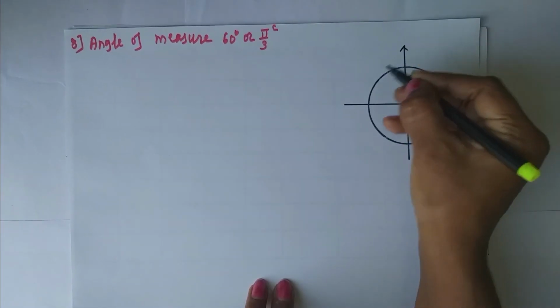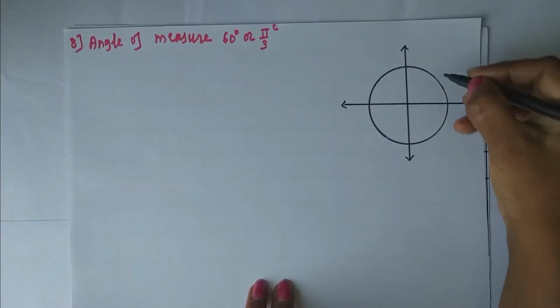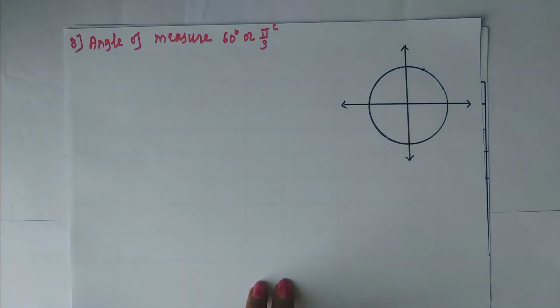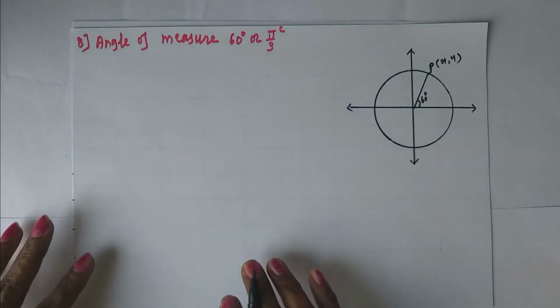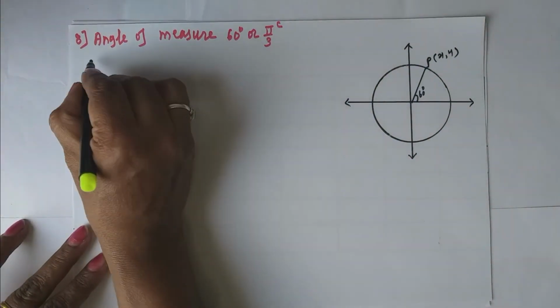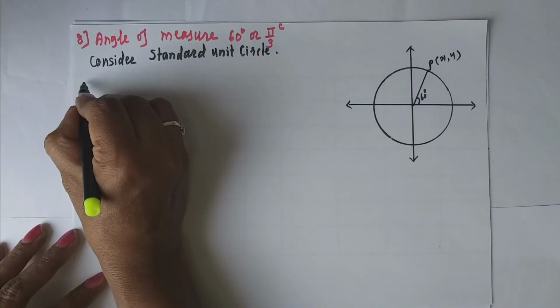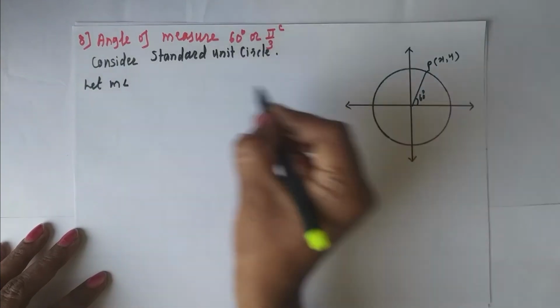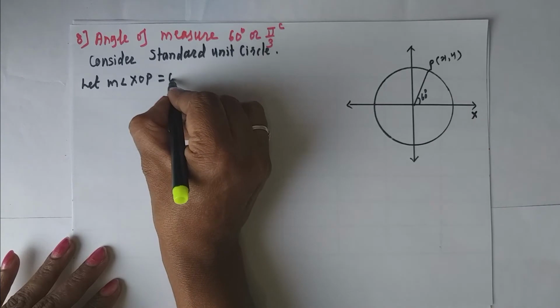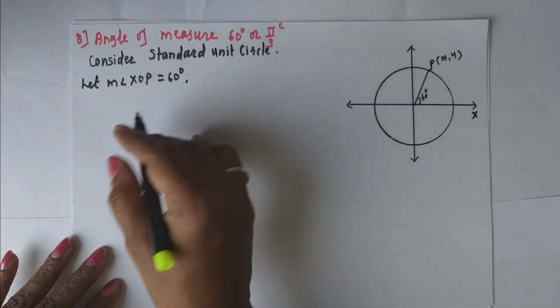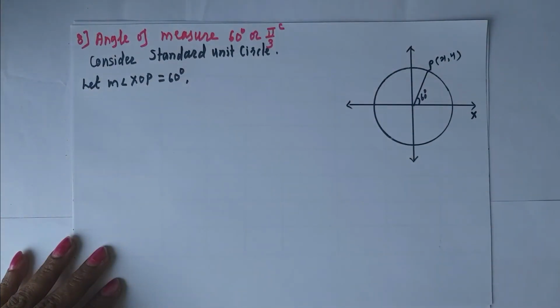Okay. Again you consider the standard unit circle. An angle of 60 degrees means somewhere here. Suppose this is the angle of 60 degrees. Consider the standard unit circle. Let this be the x coordinate. Let the measure of angle XOP be 60 degrees.